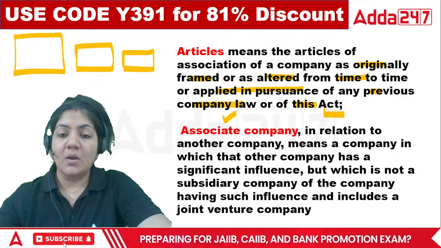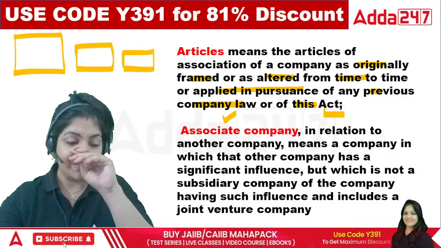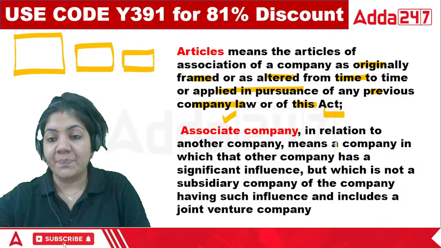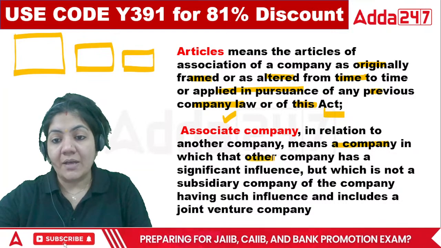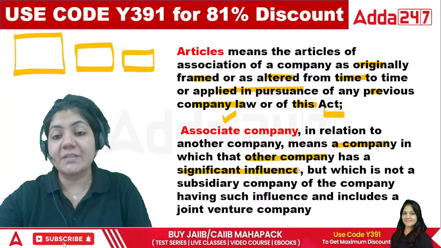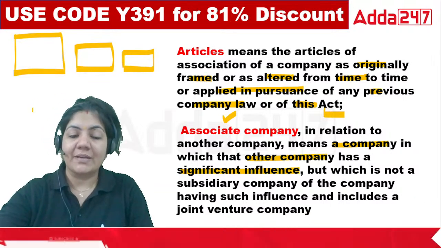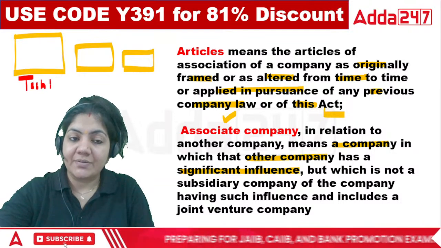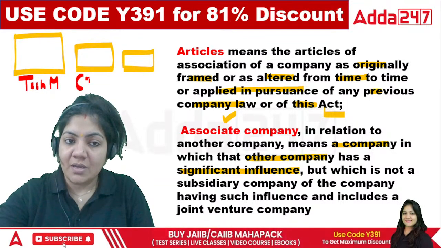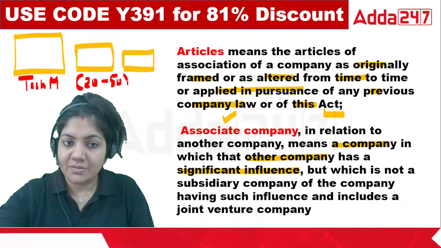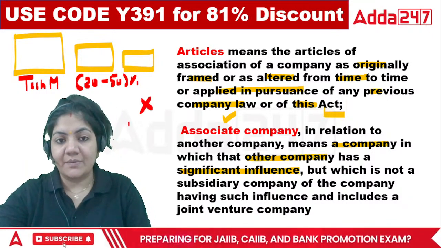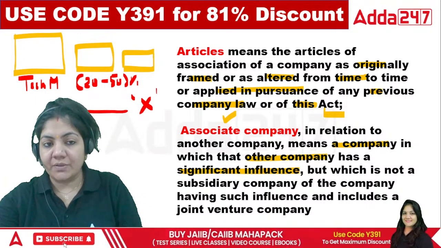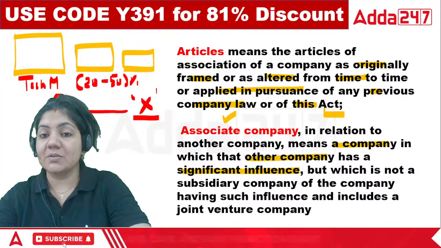Okay, now what is an associate company? An associate company, in relation to another company, means a company in which the other company has significant influence. I have already given you one example. Suppose Tech Mahindra has taken 20% up to 50% share in X company. Suppose Tech Mahindra has taken 45% of X company. So X company is called the associate company.